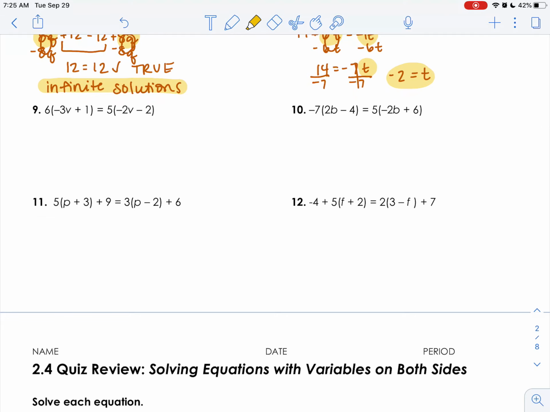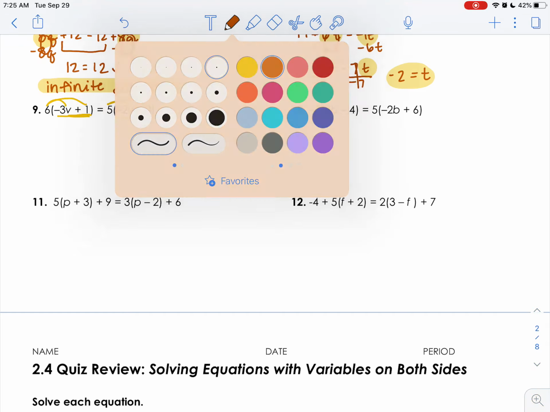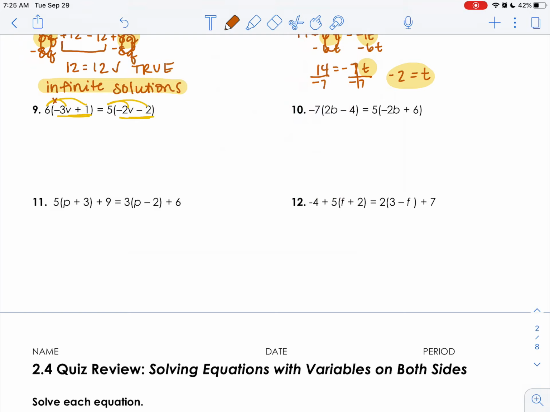Number 9, we have 6 times the quantity, -3v plus 1 equals 5 times the quantity, -2v minus 2. I'm going to need to distribute on both sides here. On the left, I have 6 times this, so I'm going to pass it out. And on the right, I have 5 times all of this, so I'm going to pass the 5 out. 6 times -3v is a -18v. 6 times 1 is a positive 6. 5 times -2v is -10v. And 5 times -2 is -10.